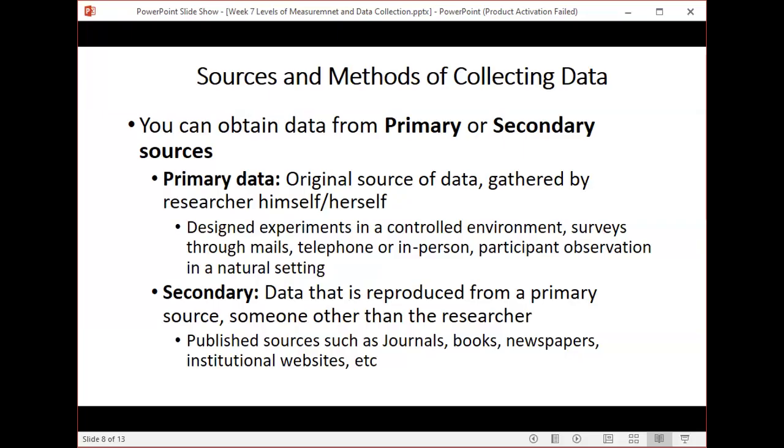That's it. Okay, so there are several ways we collect the data. We'll come to that very soon. And then we have secondary source of data. Data is reproduced from a primary source. That is someone other than the researcher. So it's not you that collected the data. Someone collected the data and you are using the data for your work. So that makes it a secondary source.